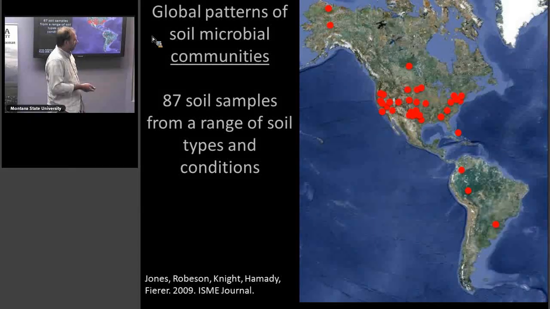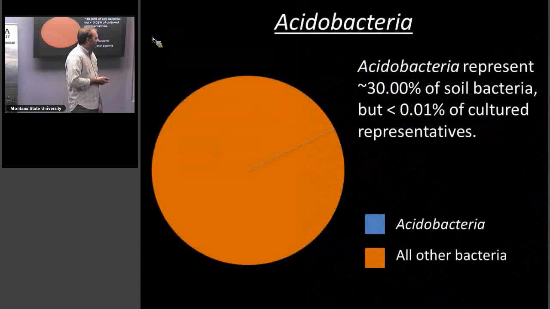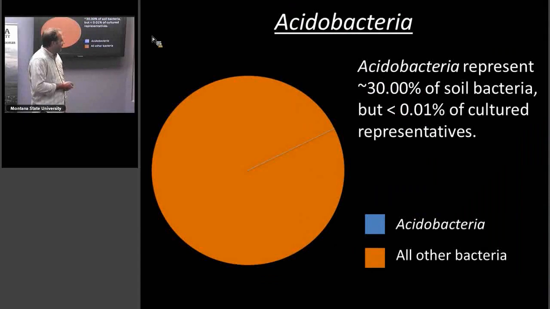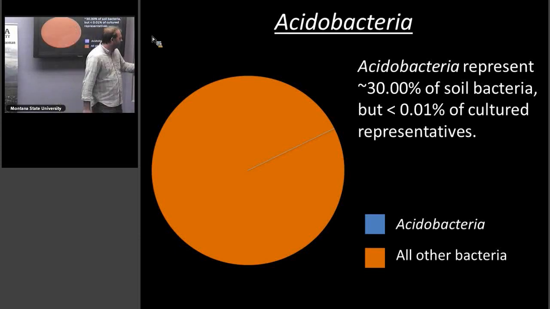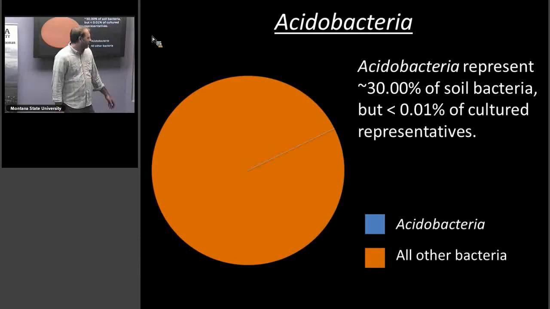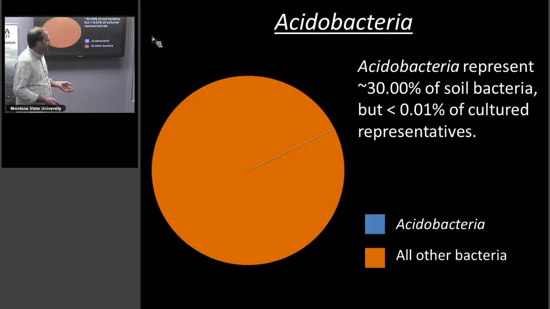And the reason these approaches are so powerful, in this case we looked at acidobacteria, and this is just a pie chart of all cultured bacteria. So we've got like 30,000 genomes from cultured bacteria in orange. And then this blue slice is actually way too big because there's only about 10 cultured representatives of acidobacteria. And so the things we want to know about how ecological factors generate acidobacterial community assembly patterns, we can't get from cultures, we can't get from cultured genomes. And so we need to do these molecular approaches to get at this group and to get at most groups.